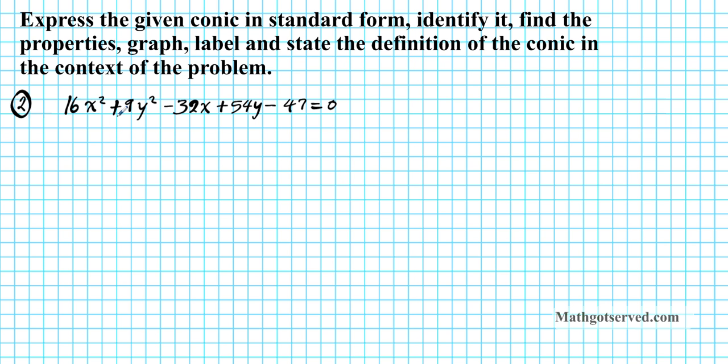We notice that there's a plus between the squared variables, so it's either a circle or an ellipse. The squared variables have different coefficients, so that automatically tells us it is an ellipse. Okay? So this is a general form of an ellipse. All right. Now, our task, first of all, is to convert it to standard form so that we can find the properties with ease.